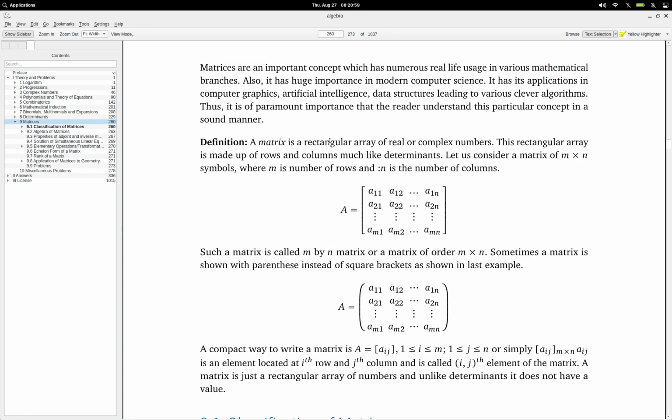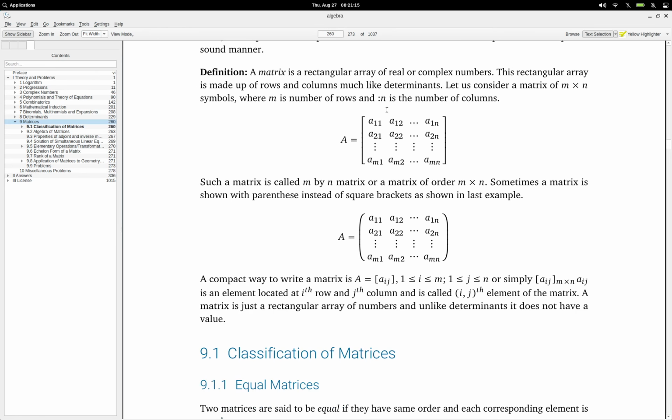Definition: a matrix is a rectangular array of real or complex numbers. This rectangular array is made up of rows and columns much like determinants. Let us consider a matrix of m by n symbols, where m is the number of rows and n is the number of columns.